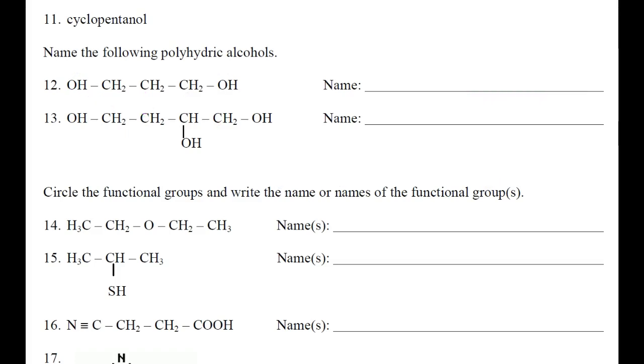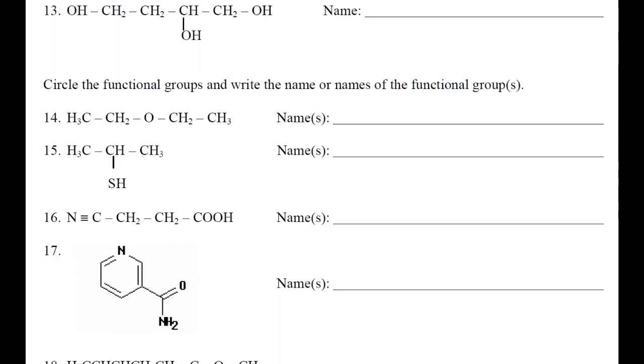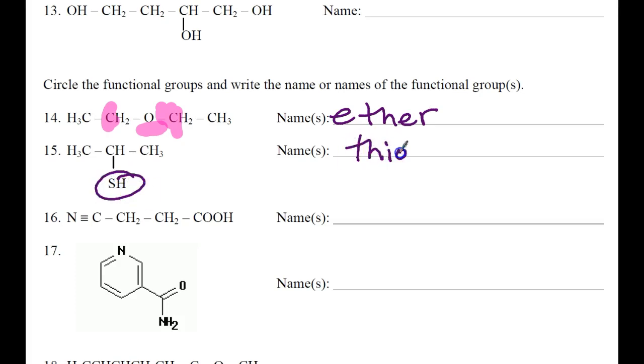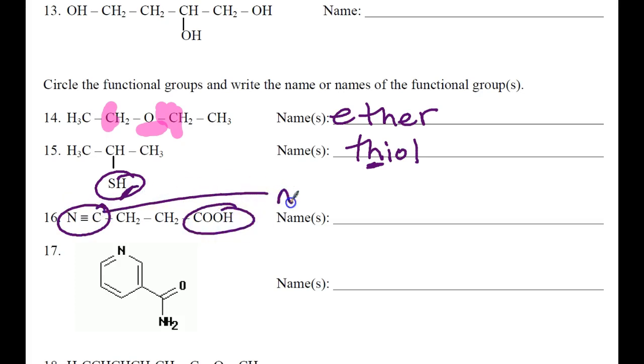So let's look at this other stuff. Identify the functional group. In this one, I see an oxygen bonded by 2 carbons. That's called an ether. It's a little bit like the ether bunny: 2 bunnies on either side of an oxygen. This one has an SH. They stink. That's a thiol. And thiol has an H in it. That's how you can remember the H. This next one has a C triple bond N. That part is called a nitrile. And this one, if you were to rewrite it, is C double bond O and an OH, which is a carboxylic acid.